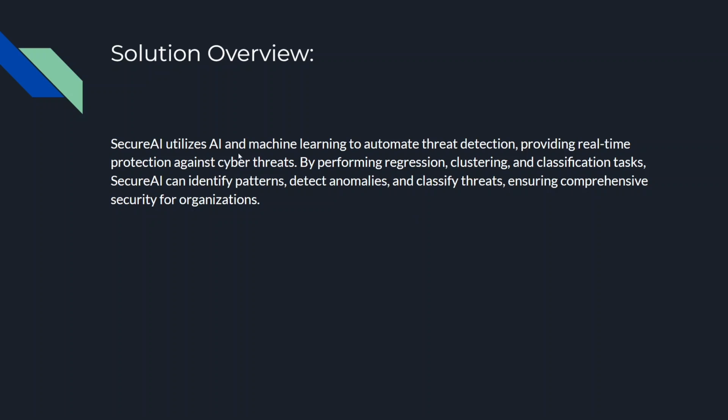Basically, Secure AI utilizes AI and machine learning to automate threat detection. We are going to use AI and machine learning APIs, which we can create by using Codersarts and other applications as well. If you have any other models you want to integrate in your application, we can do it as well. Secure AI provides real-time protection against cyber threats. By performing regression, clustering, and classification tasks, Secure AI can identify patterns, detect anomalies, and classify threats, ensuring comprehensive security for organizations.